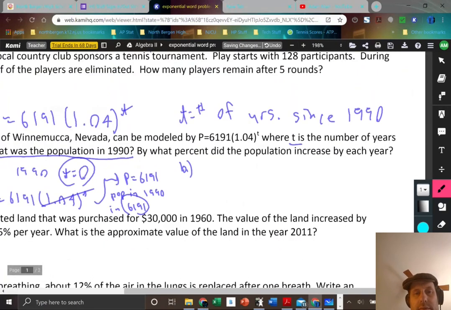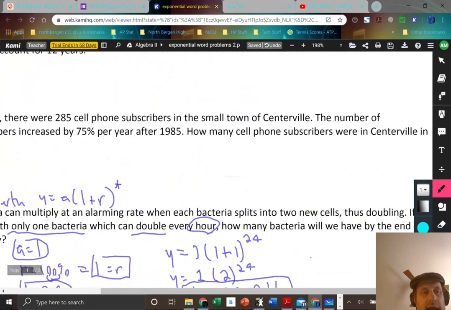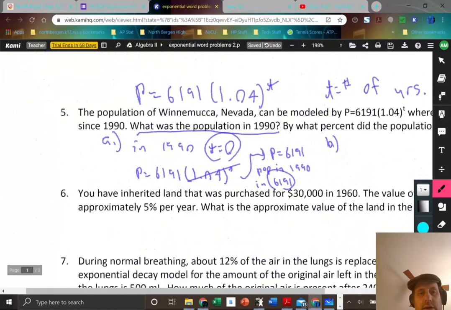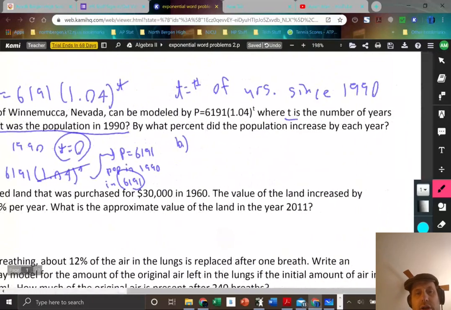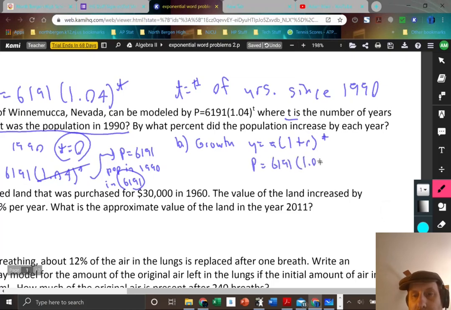Okay, well, if we go way up here, I have my growth model right there. So let's just recopy that here. So this is growth, obviously it's increase. So my growth model is y equals a times 1 plus r to the t power. It's plus. Don't get confused by plus and t. T I'm writing in cursive. All right, so no problem. So I'm going to compare that to what we had right here. We had P equals 6191 times 1.04 to the t power.